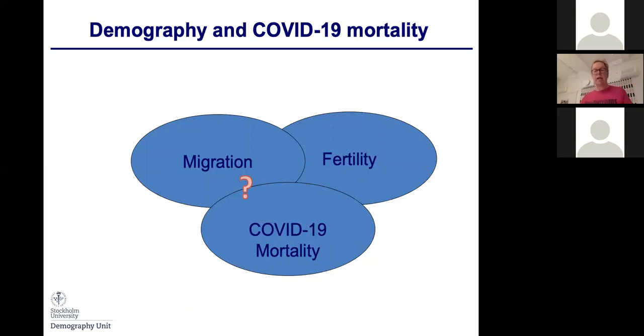As you will see later on, some of the surprising findings that are not yet explained in terms of COVID-19 mortality relate to migration, where we have excess mortality among migrants, the foreign-born people in Sweden, which cannot really be explained by the data we have at hand. So there we have one exciting intersection.